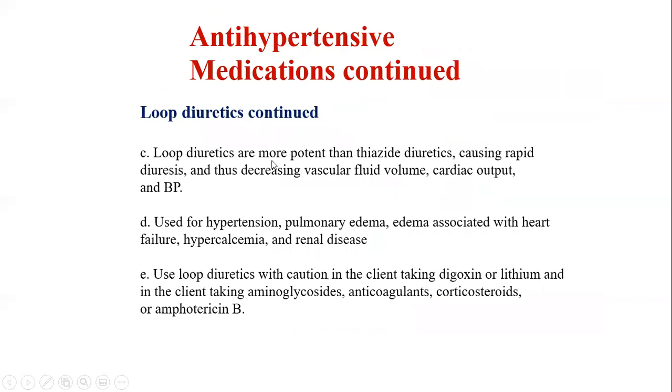Loop diuretics are more potent than thiazide diuretics in causing rapid diuresis. If we need the most effective or fast-acting diuretic, we use furosemide or bumetanide. Loop diuretics are most potent, thus decreasing vascular fluid volume, cardiac output, and blood pressure. They are used for hypertension, pulmonary edema, or edema associated with heart failure.